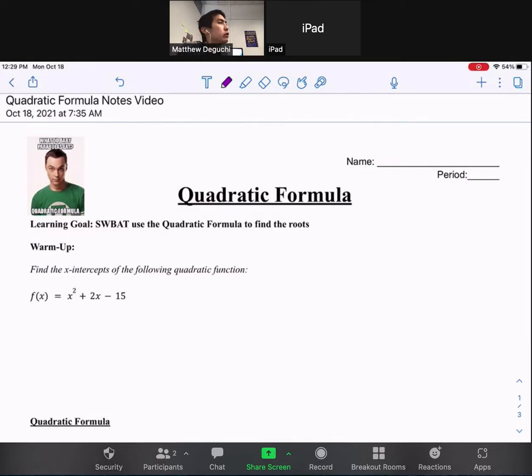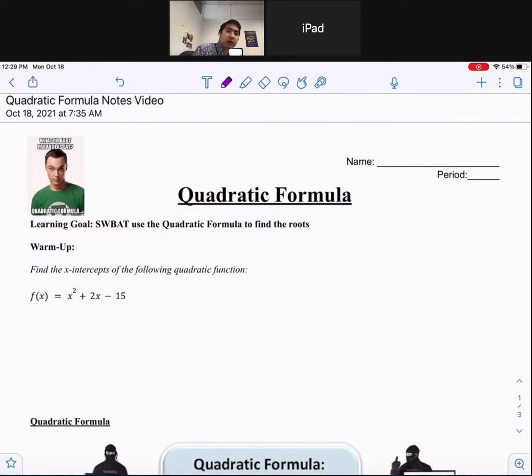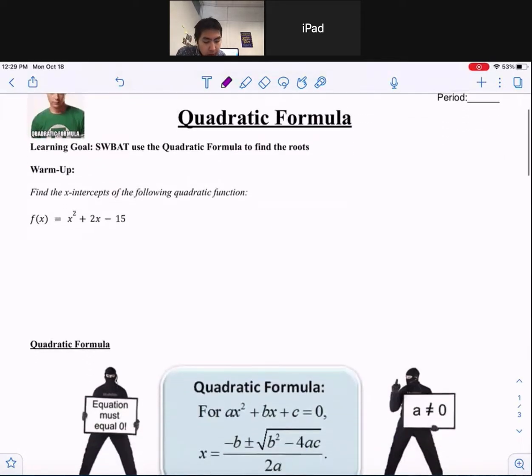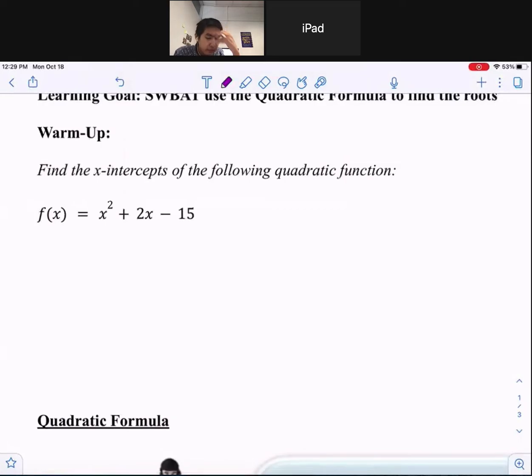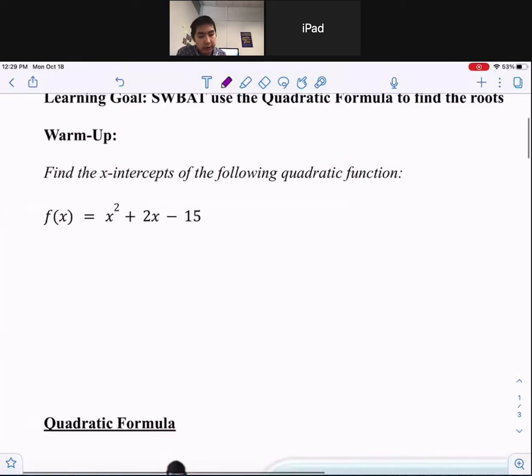Hey guys, so here's your guys' homework notes on the quadratic formula today. So, learning goals: students will be able to use the quadratic formula to find the roots, x-intercepts, or what we call our zeros. So in today's warm-up, you had to solve for the x-intercepts.